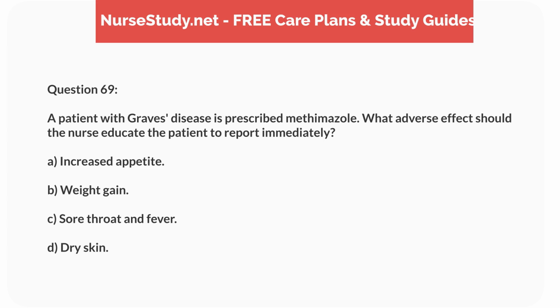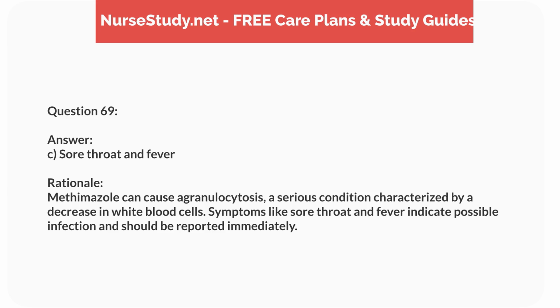Question 69. A patient with Graves' disease is prescribed methimazole. What adverse effect should the nurse educate the patient to report immediately? A. Increased appetite. B. Weight gain. C. Sore throat and fever. D. Dry skin. Answer: C. Sore throat and fever. Rationale: methimazole can cause agranulocytosis, a serious condition characterized by a decrease in white blood cells. Symptoms like sore throat and fever indicate possible infection and should be reported immediately.